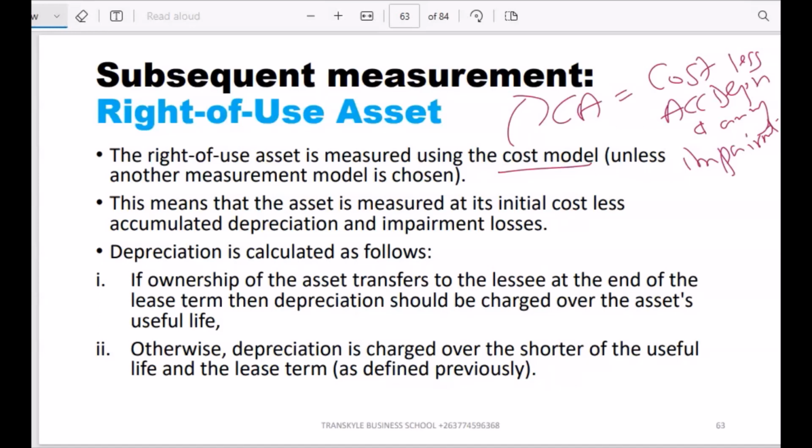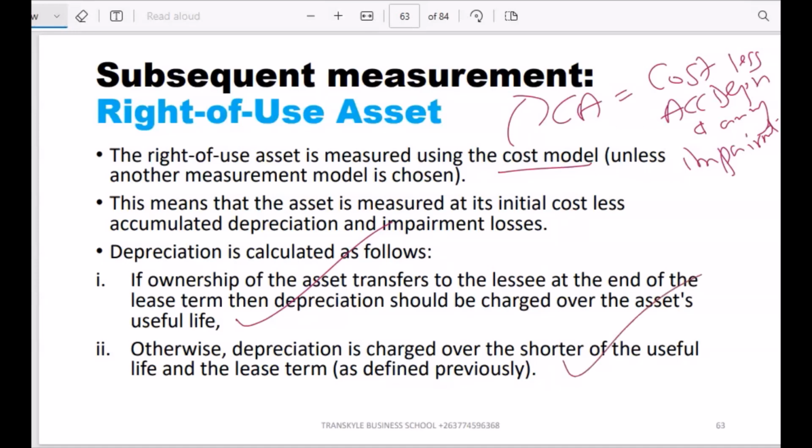All right, so that's the cost model. This means that the asset is measured at its initial cost less accumulated depreciation and impairment losses. Depreciation is calculated as follows. If ownership of the asset transfers to the lessee at the end of the lease term, then depreciation should be charged over the asset's useful life. Otherwise, depreciation is charged over the shorter of the useful life and the lease term as defined previously.